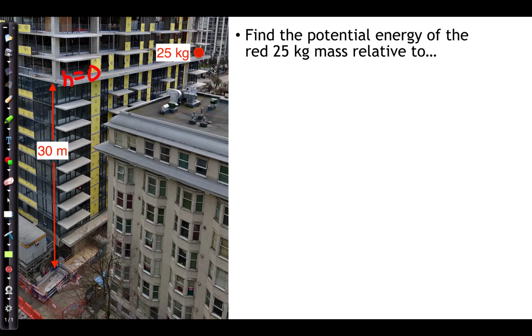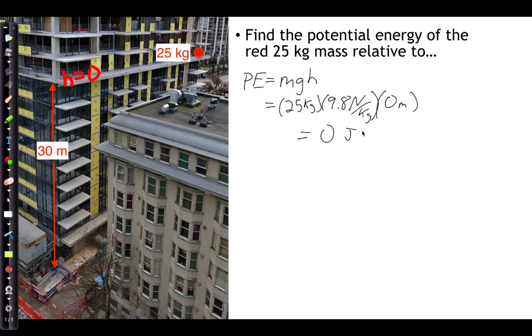Okay, welcome back. So now, with our new h equals 0 mark, our new coordinate system, PE is still equal to mgh, but now it is equal to the mass, again 25 kilograms, times 9.8 newtons for every kilogram, times the height. But the object is now located at the 0 mark. And so we would put 0 meters right here. And so of course then that means the object has 0 joules of potential energy.